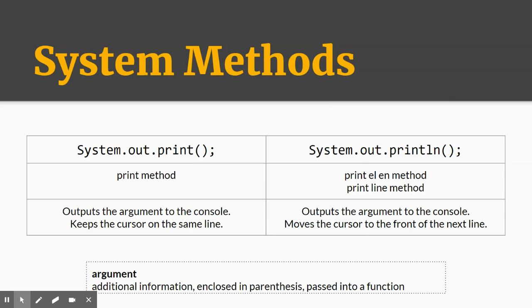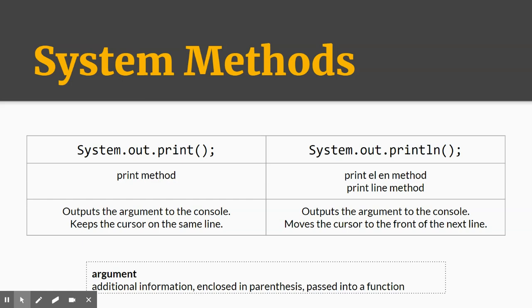We are going to focus on two specific methods from the System class. Down the left-hand column, we have System.out.print with the parentheses at the end. Methods always need to have the parentheses at the end. We just call that the print method. It outputs the argument to the console. So whatever argument you put inside those parentheses, it takes that and just displays it to the console.